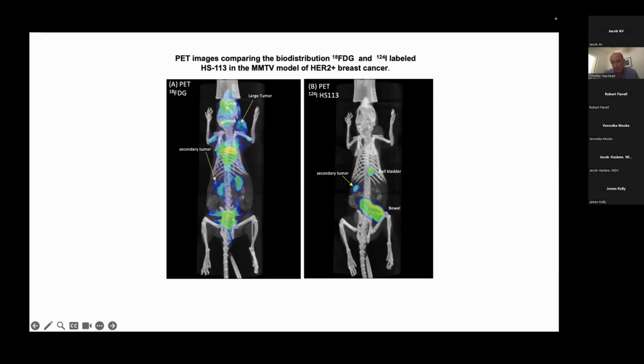What was extraordinary was there was no uptake anywhere else. The only disadvantage of this probe is it goes out into the bowels, and that's the gallbladder right there. We did verify this histologically as a secondary mass. There was uptake in the primary tumor, but it didn't show up as well as the secondary. But iodine is not something we want to work with.